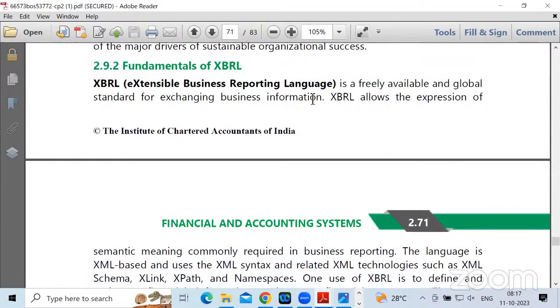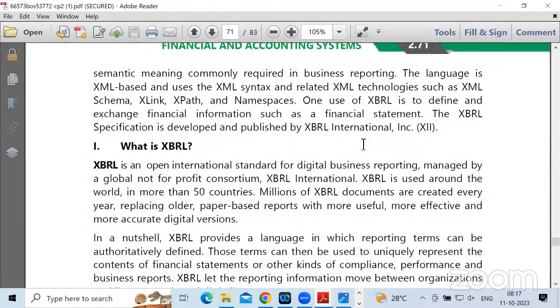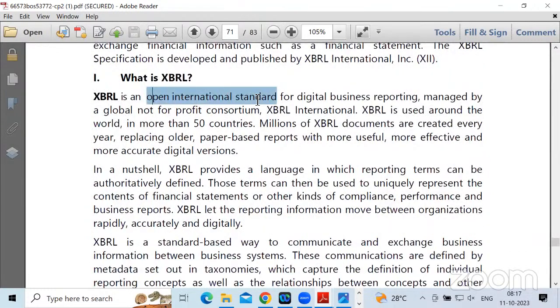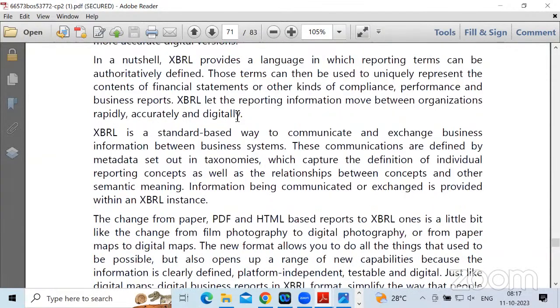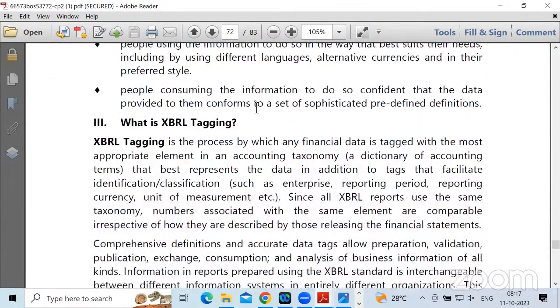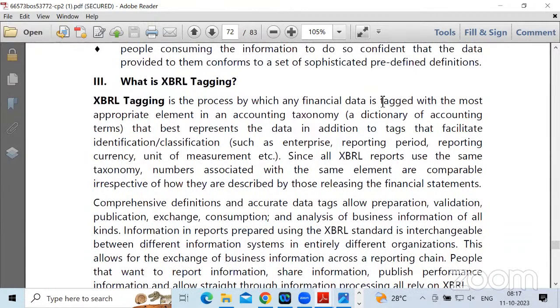So XBRL is a freely available global standard for exchanging business information. It's an open international standard for digital business reporting managed by a global non-profit consortium. It consists of more than 50 countries. Like tagging in Facebook, WhatsApp tagging, but here it is taxonomy, a dictionary of terms. It will convert whatever is in the original format to the recognized standardized format. That is called taxonomy.